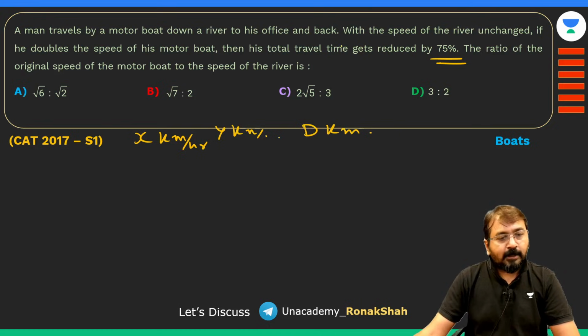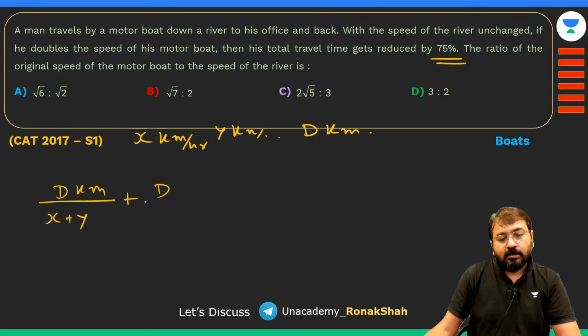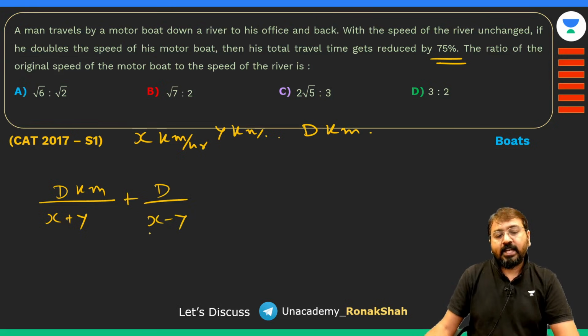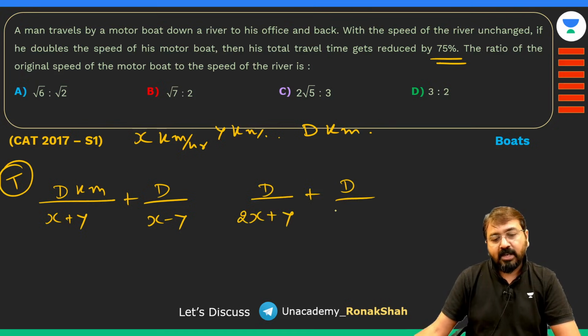So a man travels by a motorboat down a river and comes back. How much time will it take? D kilometer at x plus y kilometer per hour speed, plus d kilometer upstream at x minus y kilometer per hour speed. So this is the total time in the first case. Now if he doubles his speed, his speed will become 2x plus y downstream, and upstream it will become 2x minus y. So this will be the time.